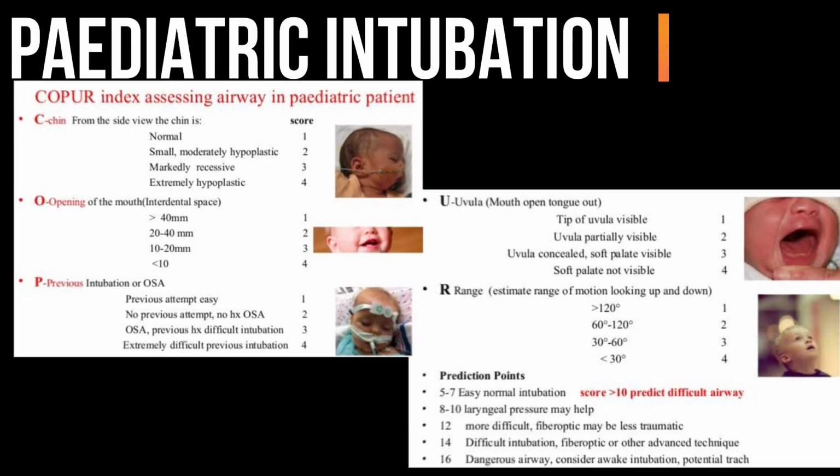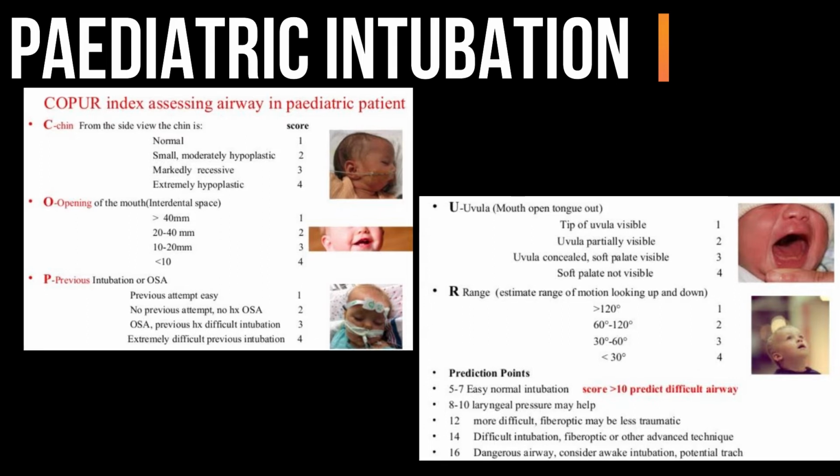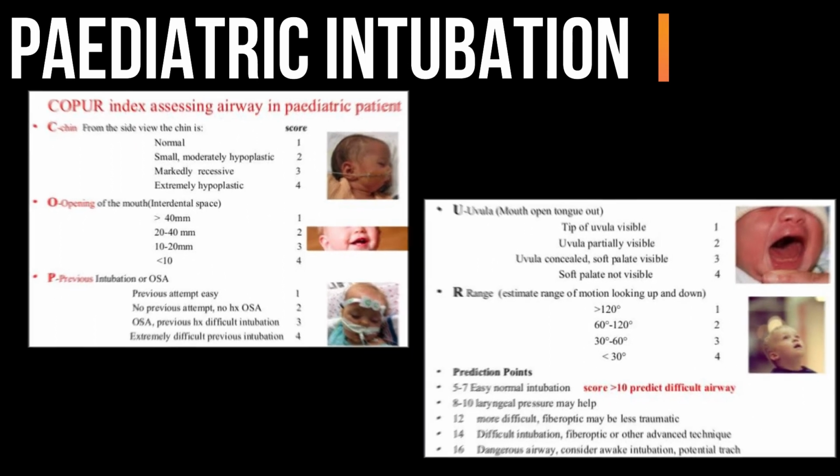Evaluating the airway in a pediatric patient can be challenging. One simple and rapid way of assessing the airway in children has been advocated, which is called the COPUR scale. C stands for chin, O for opening of the mouth, P for previous intubation and OSA, U for uvula, R for range. If the score is above 10, it predicts difficult intubation.